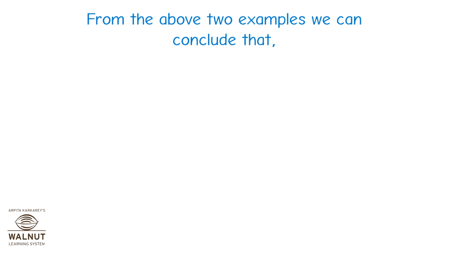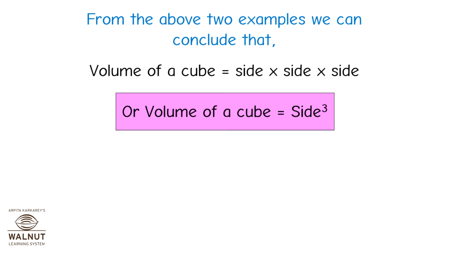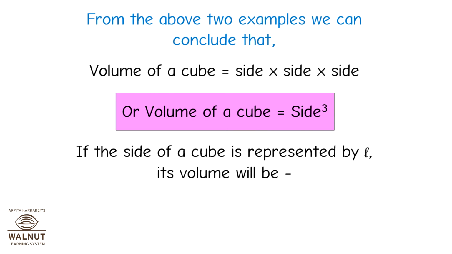From the above two examples, we can conclude that volume of a cube is equal to side into side into side, or volume of a cube is equal to side cube. If the side of a cube is represented by L, its volume will be volume is equal to length cube.